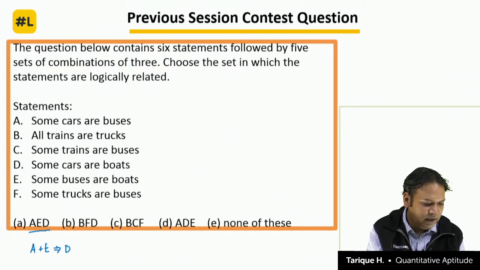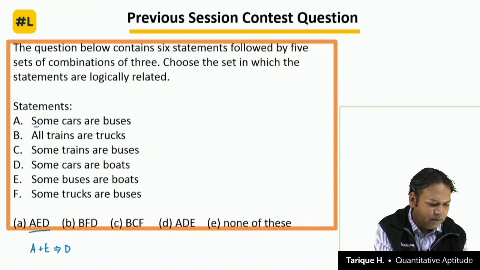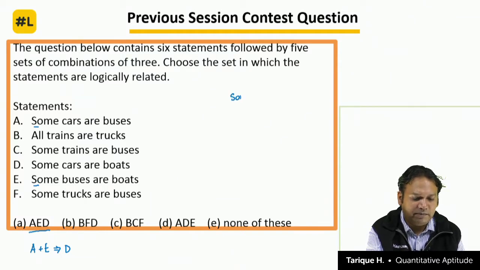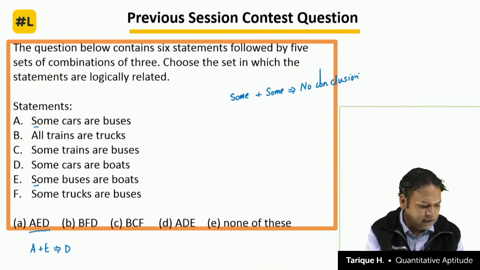So let's check this. A is some and E is some. Some plus some, please remember, has no conclusion. This I have already discussed in detail in the syllogism class. Some plus some has no conclusion. So the answer cannot be A, E, D.